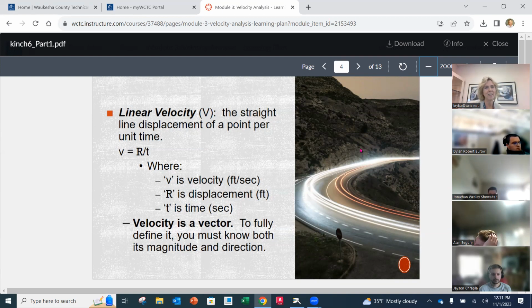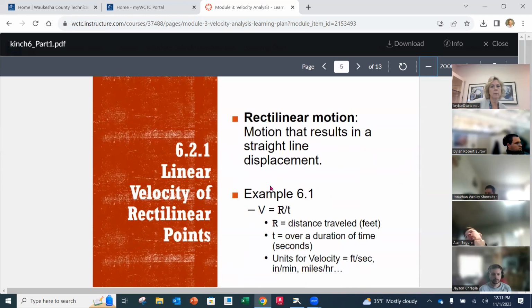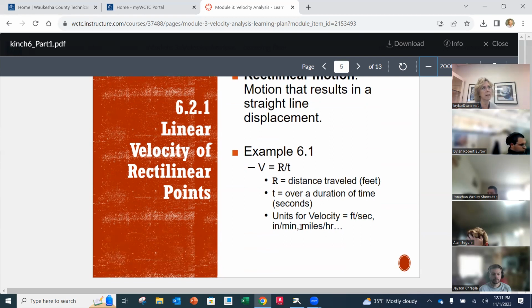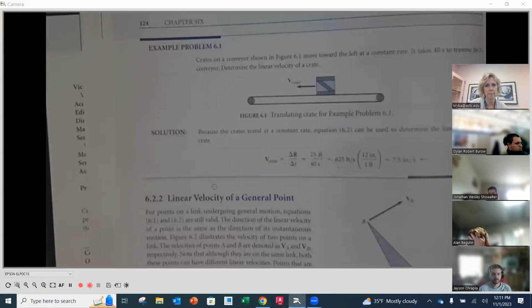Imagine AutoCAD, and its direction is going to be the angles and/or the arrowheads. Now, rectilinear motion is when we have straight line displacement, okay? So rectilinear motion is identified by that very same straight line velocity equation, r divided by t. We're going to look at a very common, very simple example. This is problem 6.1 in our book, found at the very top of page 124, right there, okay?